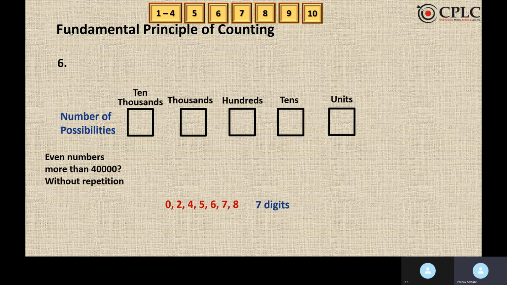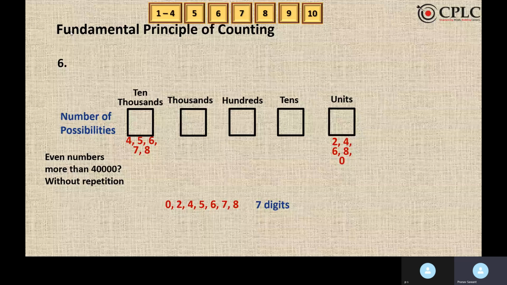Even numbers more than 40,000 without repetition. Without repetition means the unit digit must be 0, 2, 4, 6, 8 because we need even numbers. So for a number to be even, we have to focus on the unit place. The unit place must be even digits only. For 10,000s, we have these 5 possibilities, that is 4, 5, 6, 7, 8.